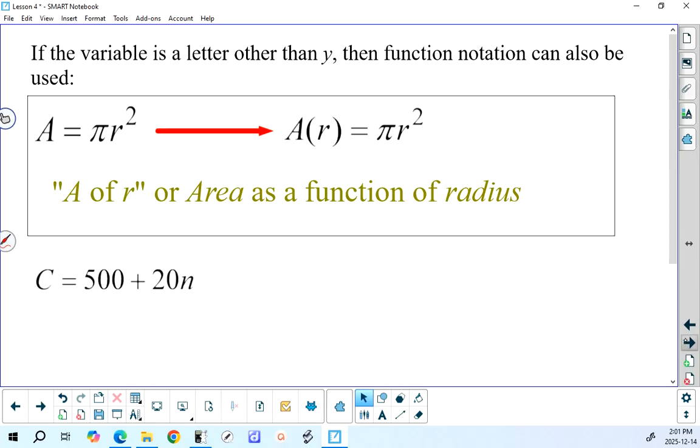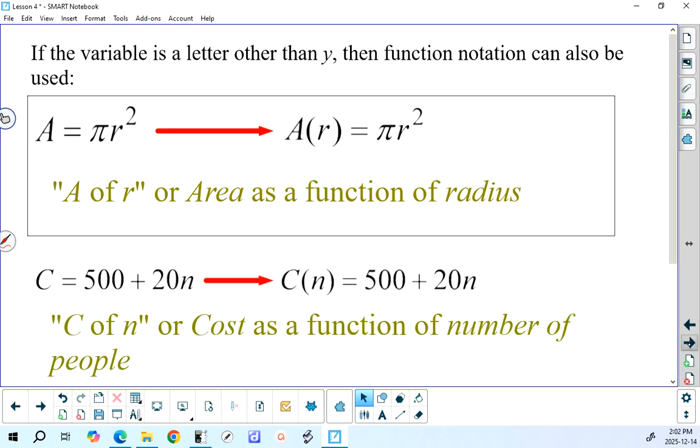If I told you that the cost to host a banquet was $500 plus $20 times the number of people, because that's how much it costs to feed them per person, then we would say that cost depends on the number of people, and we could say cost is a function of the number of people. So we could say C of n, or cost as a function of number of people, is equal to 500 plus 20n.